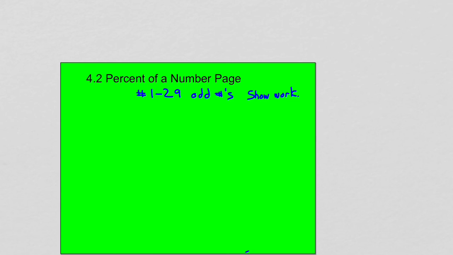Anyway, that's how you do calculating amounts with percents. Hopefully that'll help the kids with their homework on the weekend.